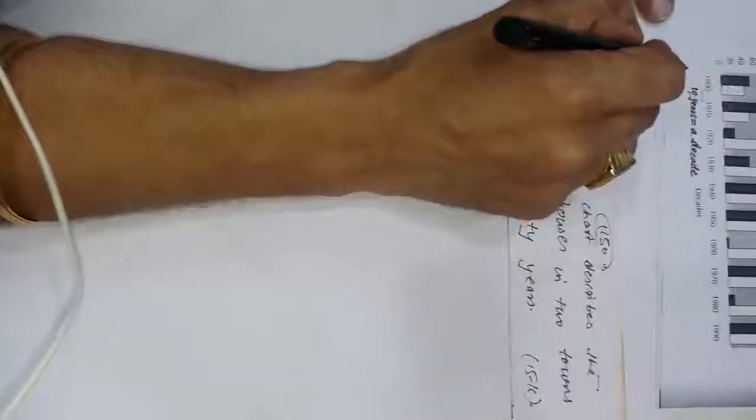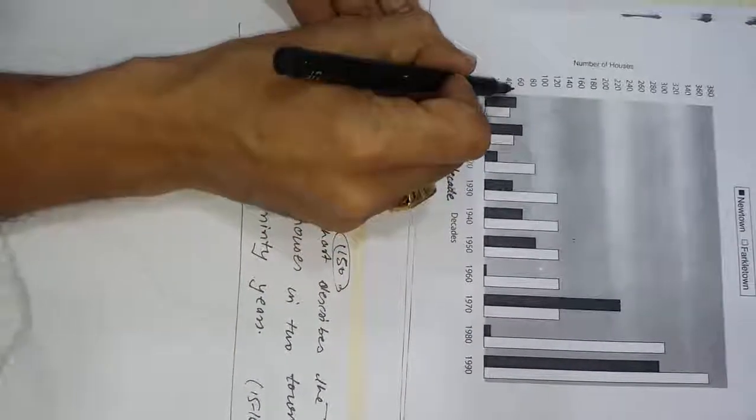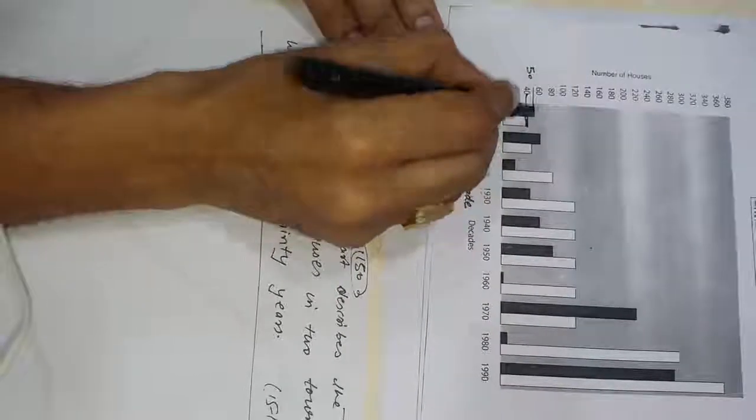Now when the years are given, we have to work in the right format, which starts from 1900. In 1900 you can see the number of houses, how many houses were built, and they have given us an index also. Black is Newtown and the white one is Farquhartown. Here the number of houses is around 50, and here around 40.